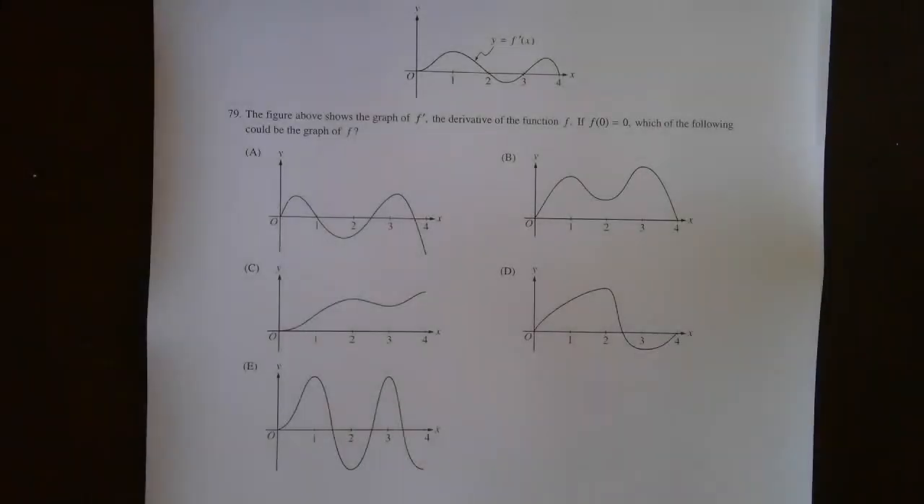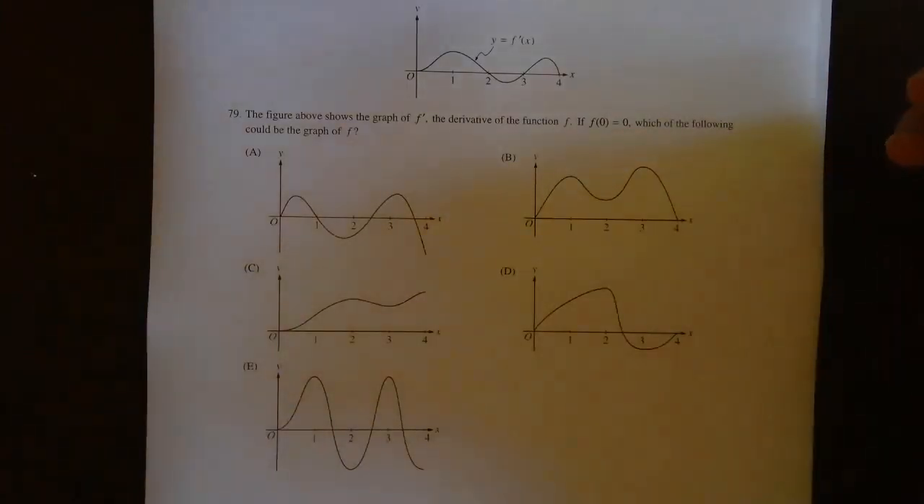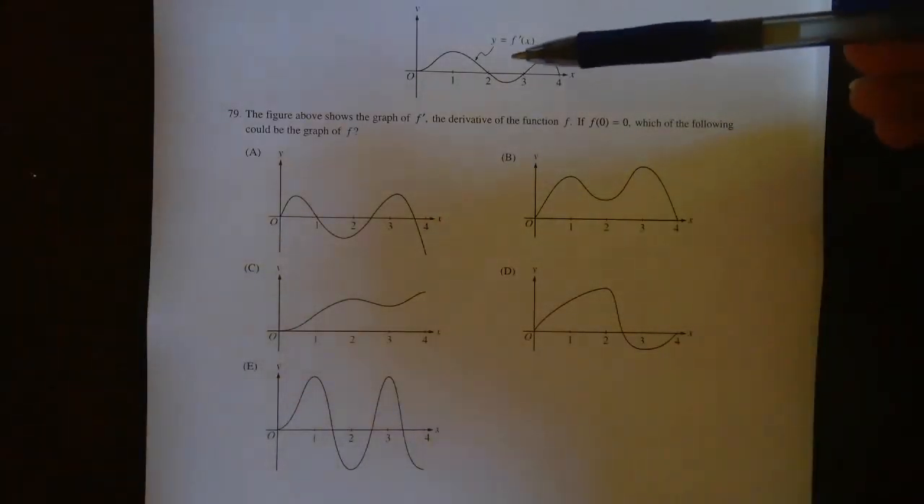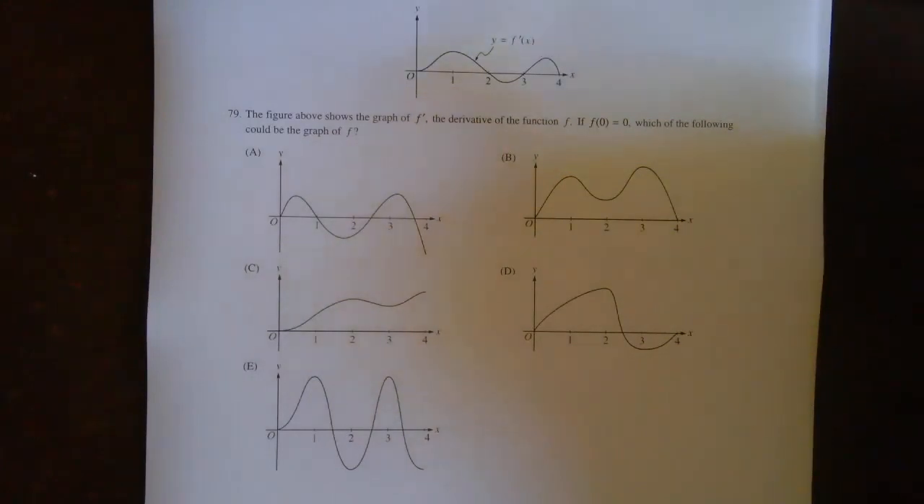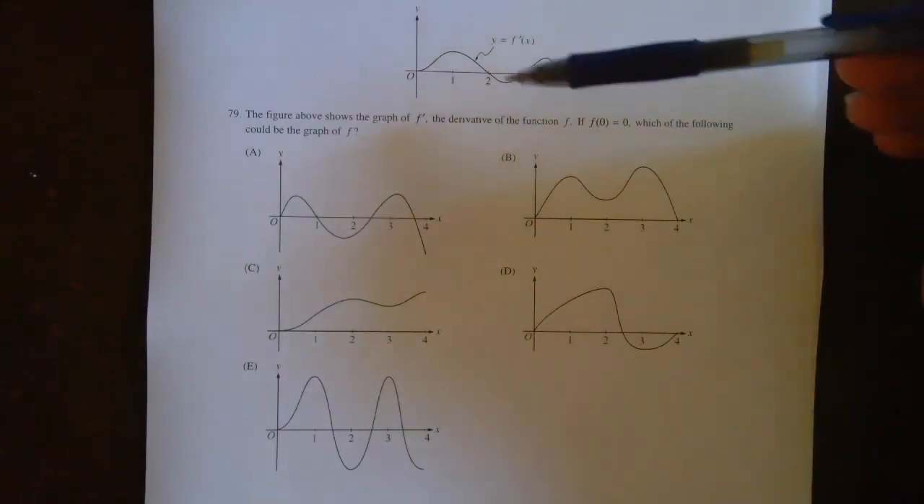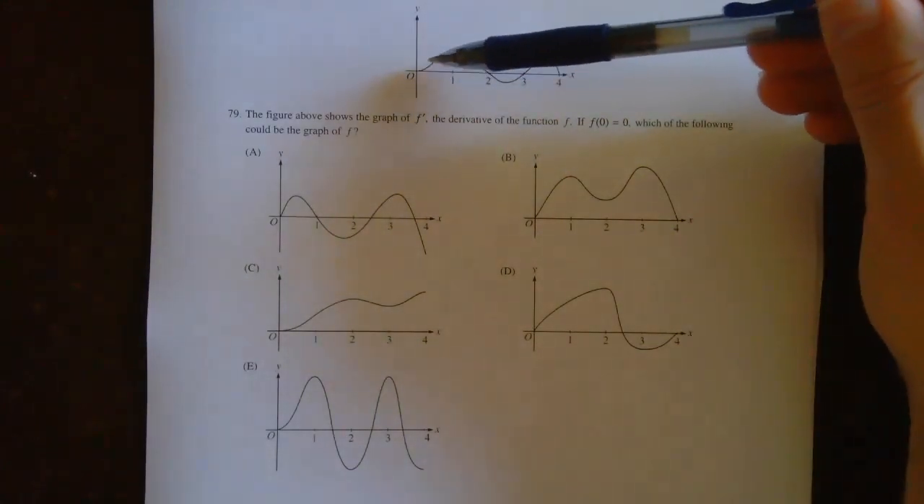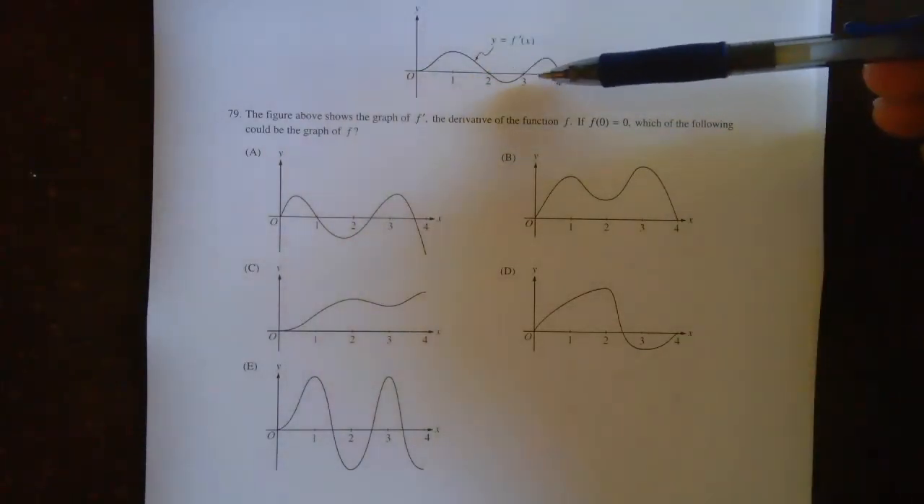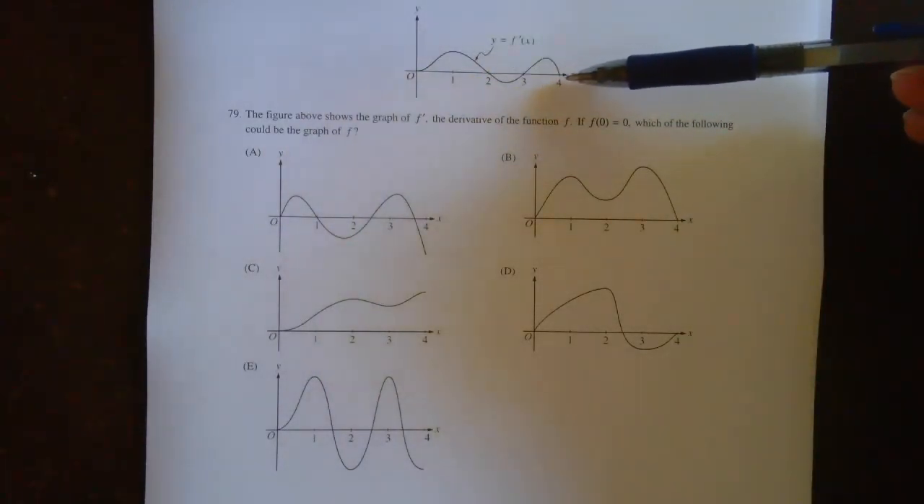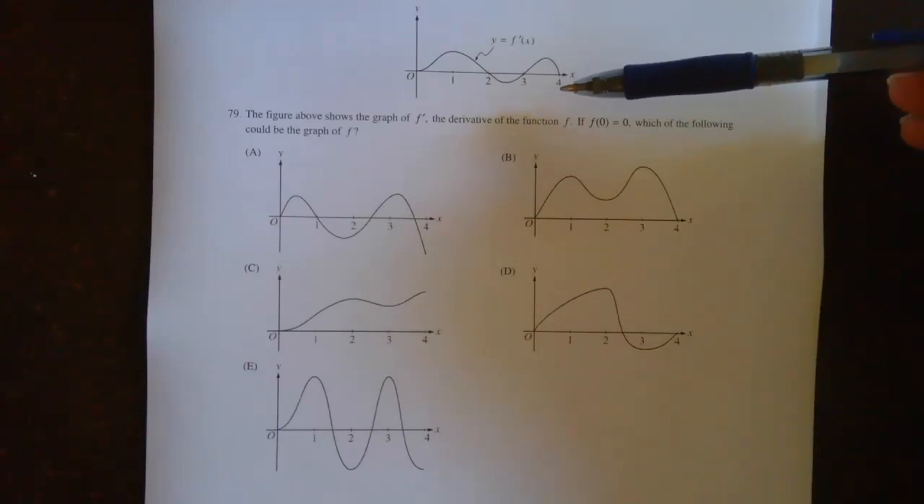Okay, so for 79, they're giving you the graph of f prime, and they're asking you which of the following graphs could be the graph of f. So one thing that you want to take into consideration is where the derivative is 0. And it looks like the derivative is 0 at 0 and at 2 and at 3 and also at 4, which translates into the function having horizontal tangents at 0, 2, 3, and 4.